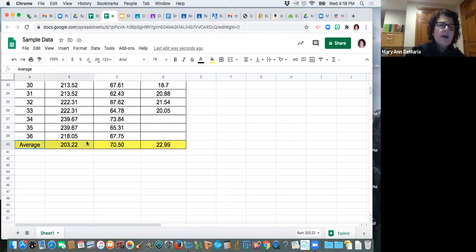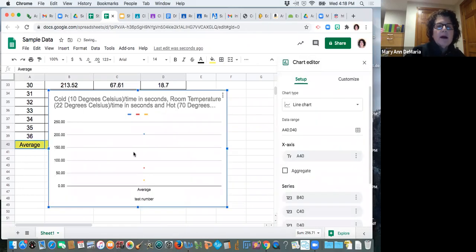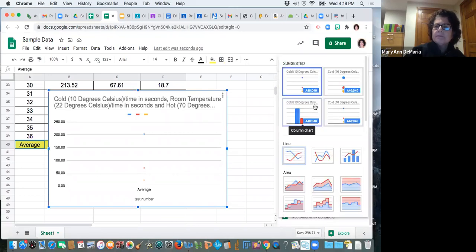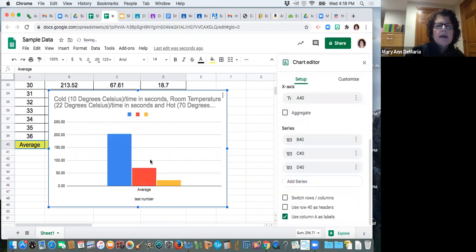Well, if you just grab these numbers and go to the graph, you get those. I can change this. I'm not getting what I want here. This is like a histogram and I get 3 bars, but that's not really what I want.